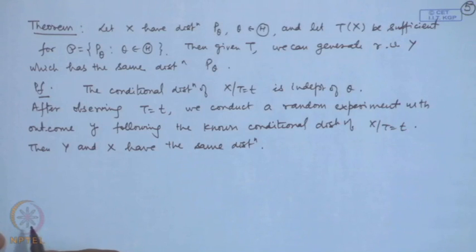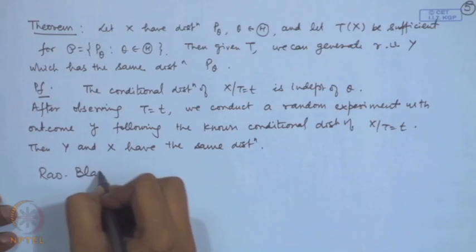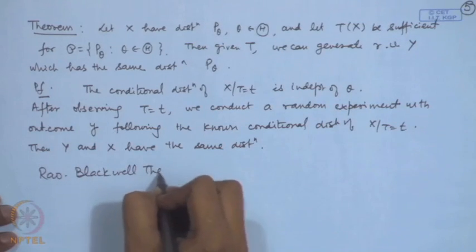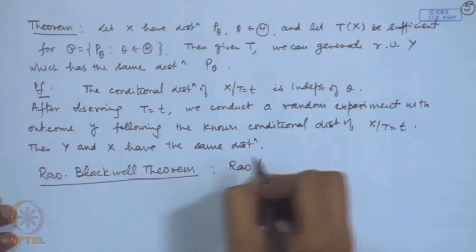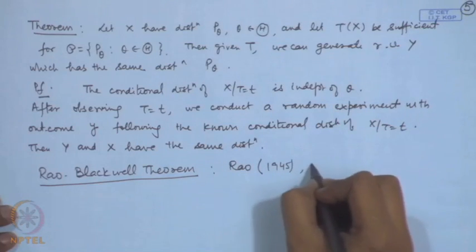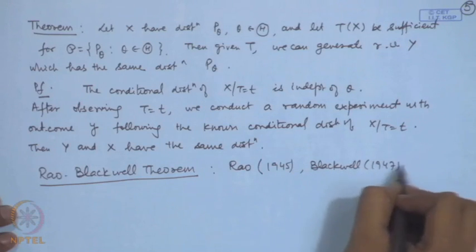Now, another important significance of sufficient statistics is that if we are considering any unbiased estimator, I can have another unbiased estimator which is based on the sufficient statistic, and its variance will be less than or equal to the variance of the initial estimator. This famous result is known as the Rao-Blackwell Theorem. It is named after the Indian statistician C.R. Rao, who proved this result in 1945, and David Blackwell in 1947.